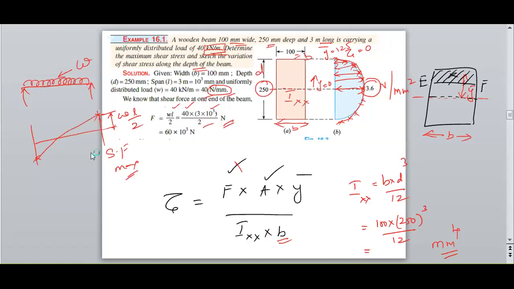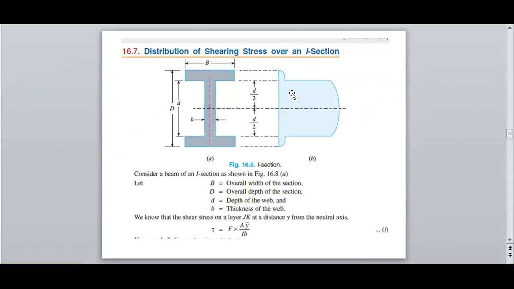So this is the first problem. Next, the second problem. Here I am considering an I section which is symmetrical about the neutral axis.